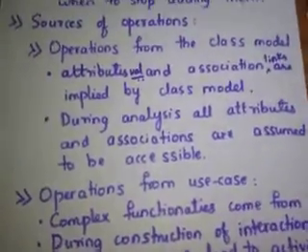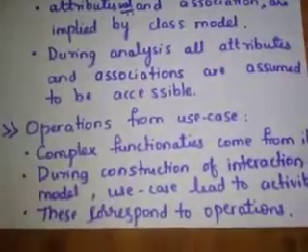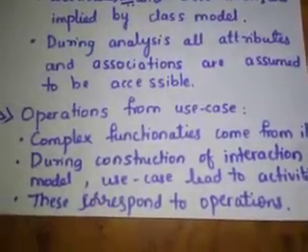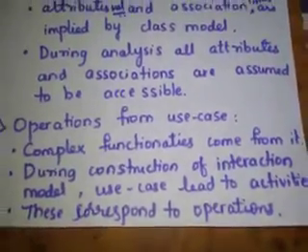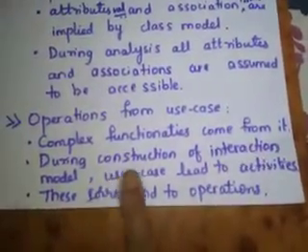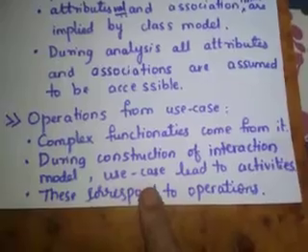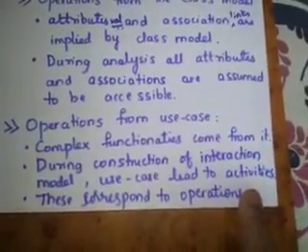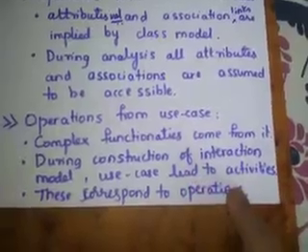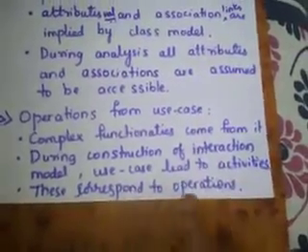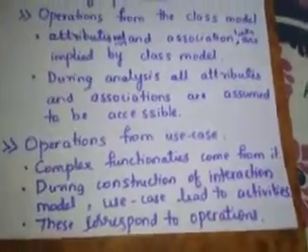The next source is the use cases, because the use cases mainly deal with the functionalities that are provided by the system. So the complex functionalities mainly come from the use cases. During the construction of the interaction model, the use cases lead to activities, because if any activity or functionality is complex, we break it up into different activities. These correspond to the operations.